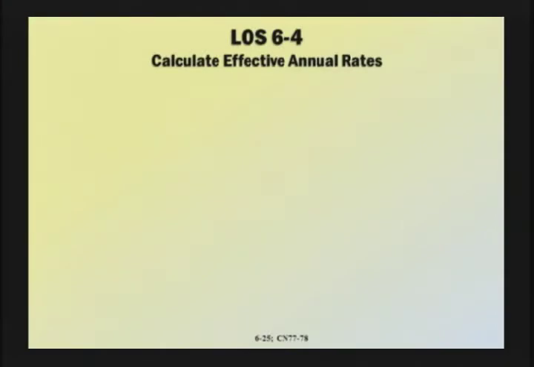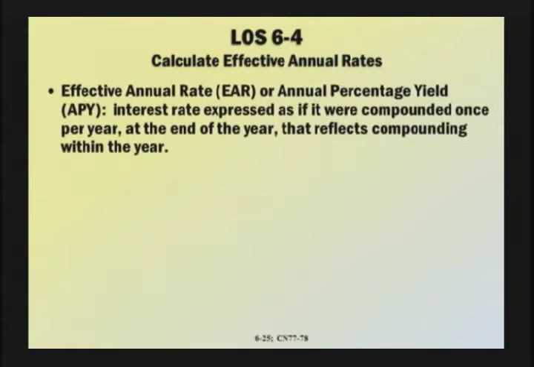Now let's learn about effective annual rates. An effective annual rate is also called an annual percentage yield. The way to think about an effective annual rate is that it's an interest rate that would be applied at the end of the year, only one time. So it's a rate that would be compounded one time, only paid once per year at the end of the year. But it also reflects all the compounding that would have taken place within the year.